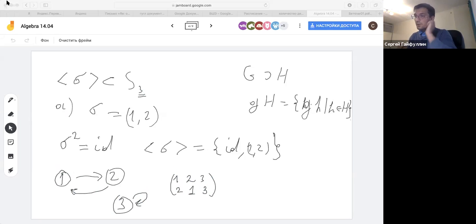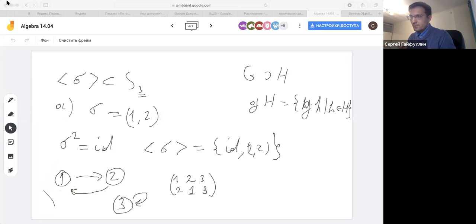How to multiply sigma by itself? You just need to rotate all the cycles in power 2, so 2 times. 1 goes to 2, and when we rotate it the second time, it goes to 1. So 1 goes to 1, and this means that 1 in sigma squared stays to itself.